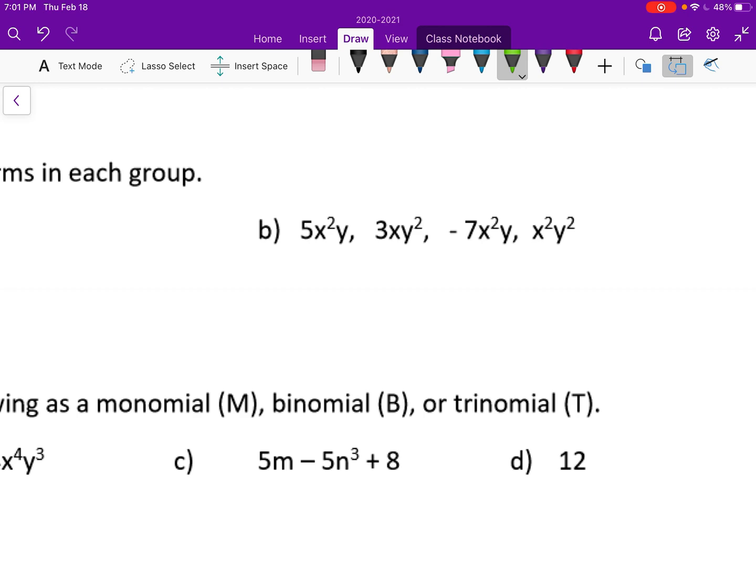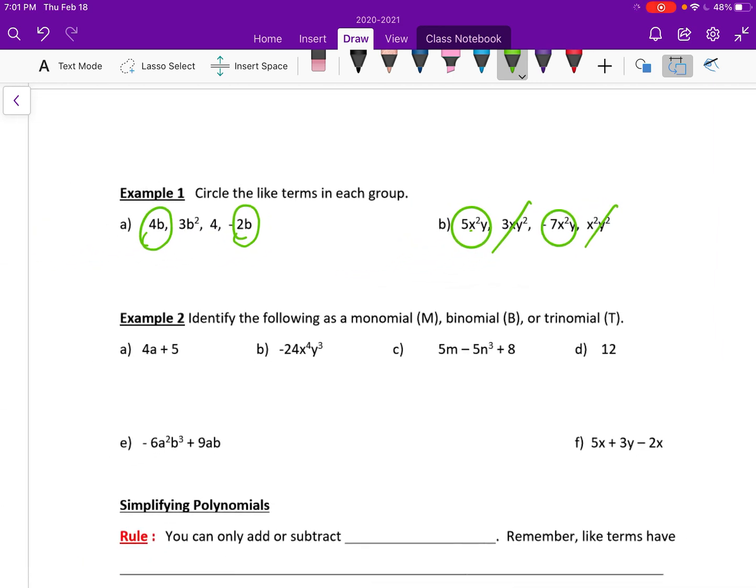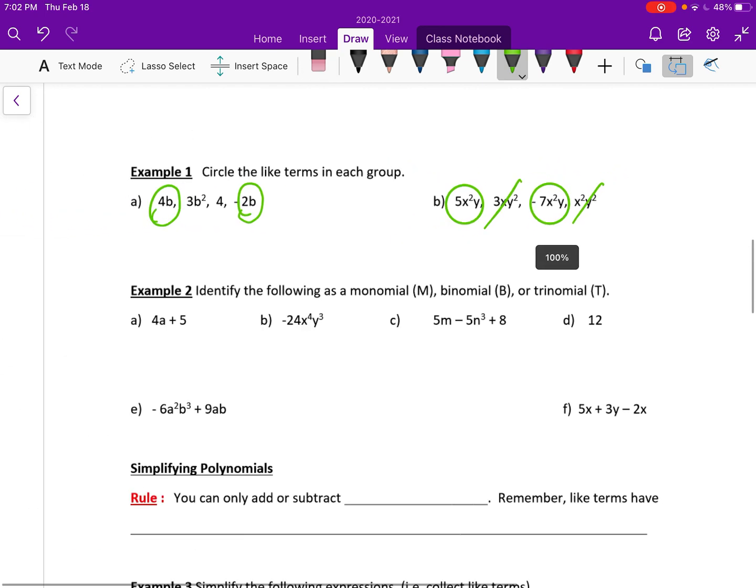So I'm just pausing the video and now we're coming back. Perfect. So you have 5x squared y. Let's try to find if there are any other x squared y's here. x, y squared, no. x squared y, yes. x squared, y squared, not. So those are the two. You want to make sure that they have the same exponent on the same variable. So 3x didn't have the squared, and the y was squared, so that wasn't right.